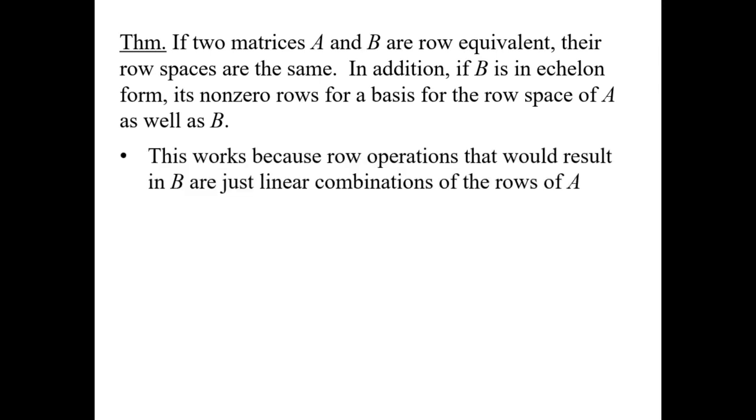The reason this works is because when we do row operations, we're resulting in B. Basically, B is the end of that process. B is the echelon form after we've done the row operations. When we're doing the row operations to come up with B, the result is just a linear combination of the rows of A. And if you take a basis and create some linear combinations, you're just basically creating a new basis.